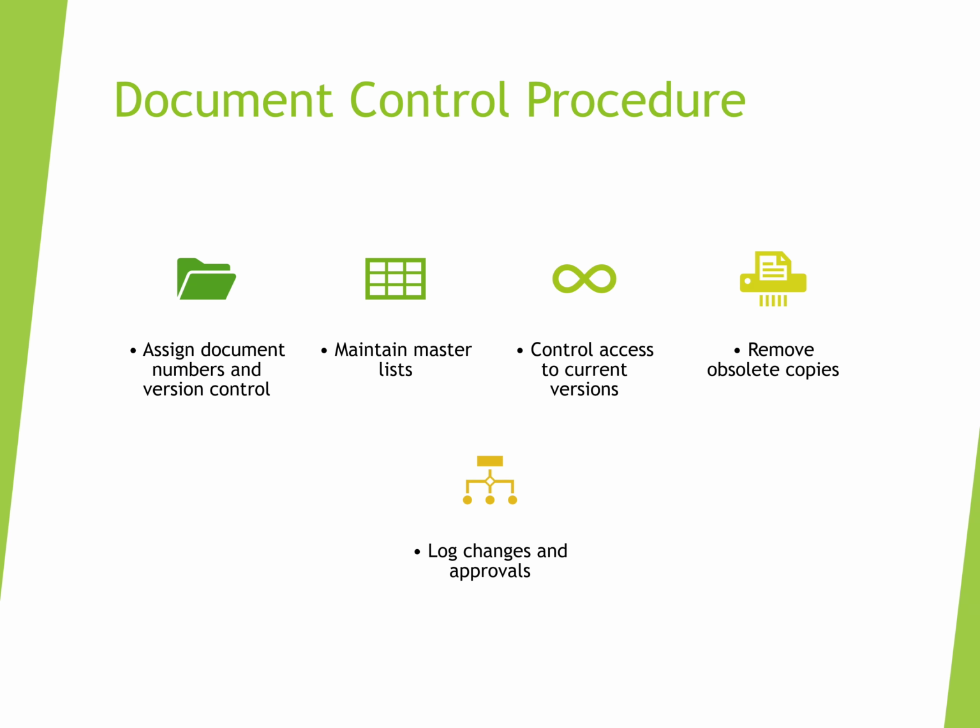Document control procedure. A document control procedure defines how documents are numbered, revised, approved, and distributed. Version control is crucial so everyone knows which version is active, and outdated copies are immediately withdrawn to prevent confusion.